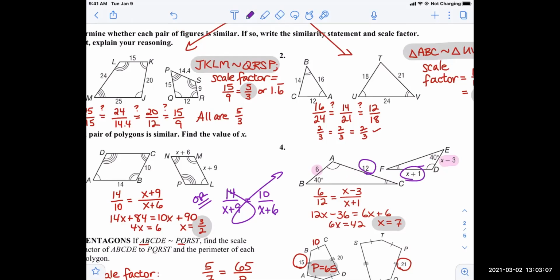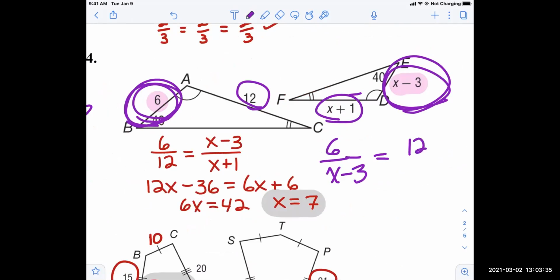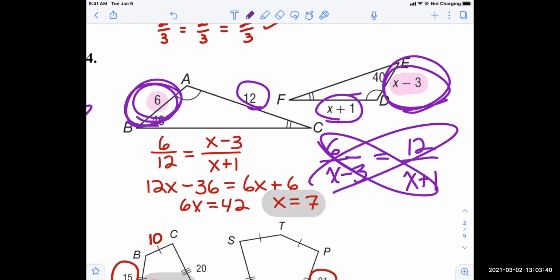So again, you can do 6 to 12, and then x minus 3 to x plus 1, or you could do 6 is to x minus 3 as what? What would be the rest of it if you do it that way? Yeah, 12 over x plus 1. And again, 6 times x plus 1 equals 12 times x minus 3.